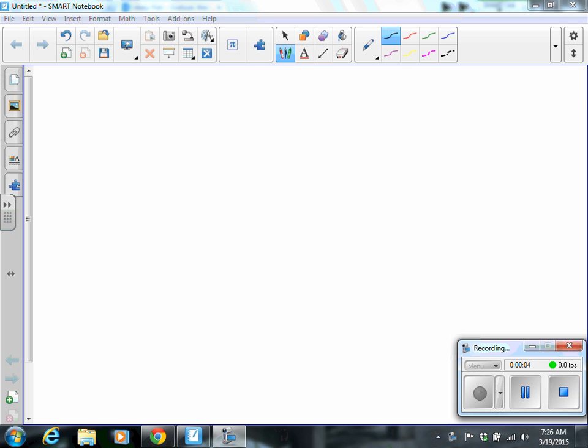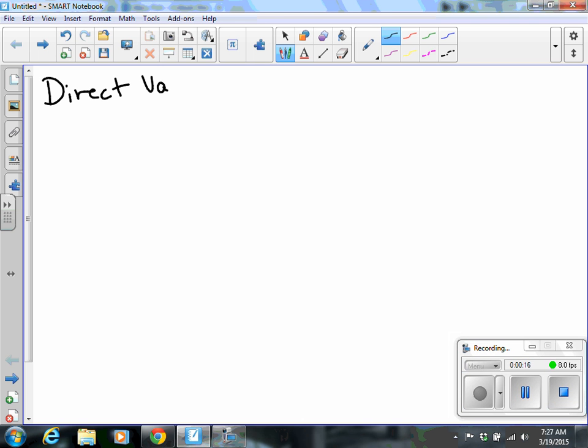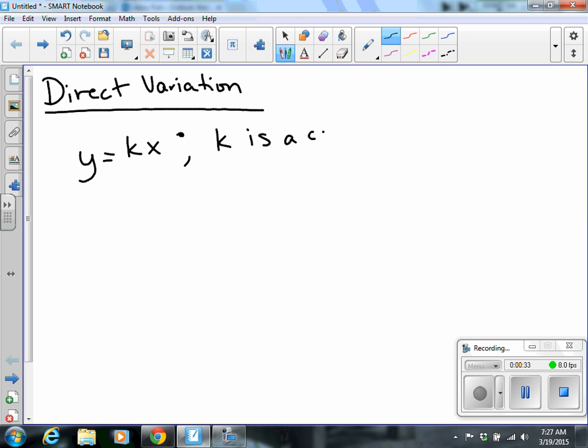Now that we've talked about functions and what makes a function, we're going to be talking about variation. The first type of variation that we'll be dealing with is direct variation. With direct variation, we're going to have an equation in the form of y equals kx. K is just a constant number, and x and y are just my variables that we know about. K is also considered our constant of variation.